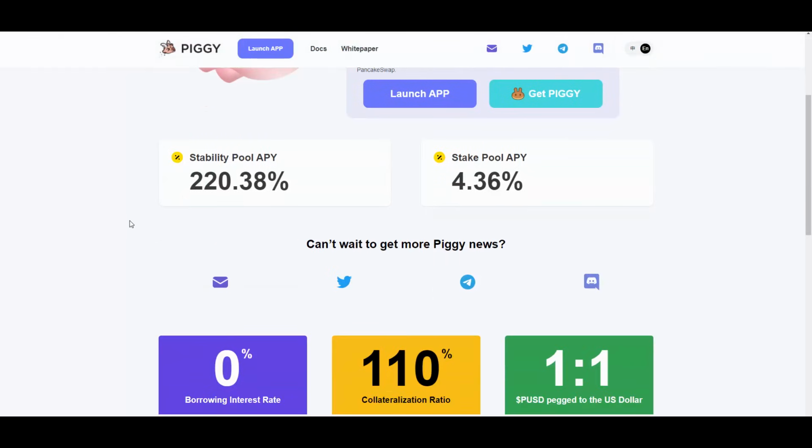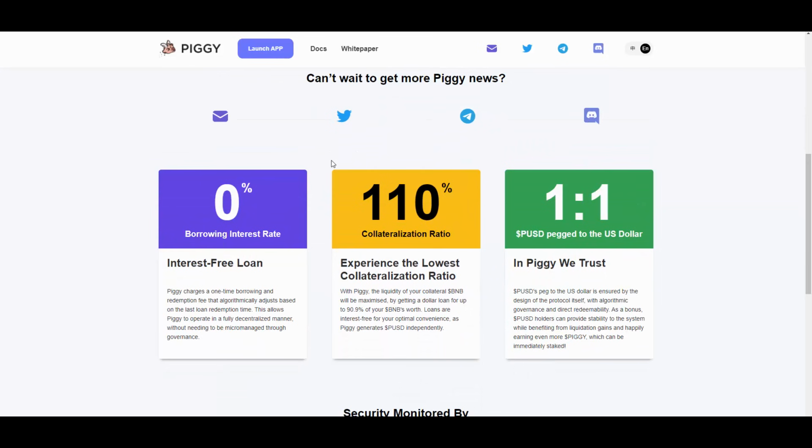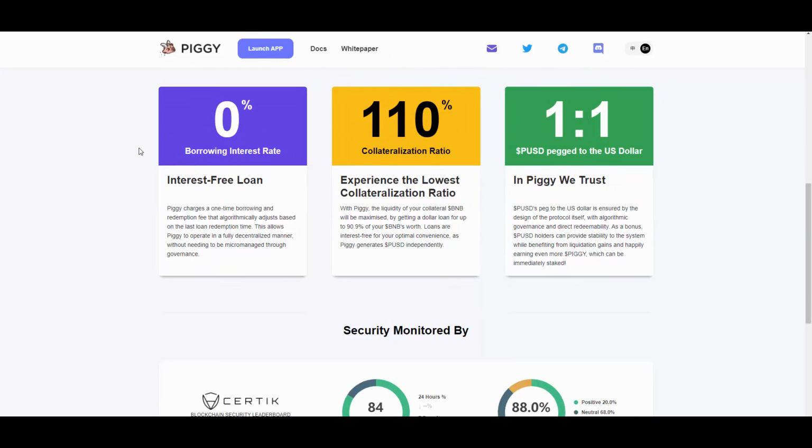So first of all, they have some nice staking here, as you can see. There is a stability pool at 220%, which is amazing, and a stake pool at 4.36%, which is kind of small, but you know, it's always something, right? Then there are some social media links here and some information. They have PUSD, which is pegged to the US dollar, so they have a stablecoin basically. PUSD is similar to BUSD, so yeah, it's pegged to the US dollar. Pretty much it explains everything.